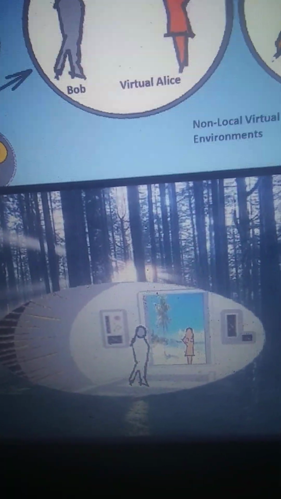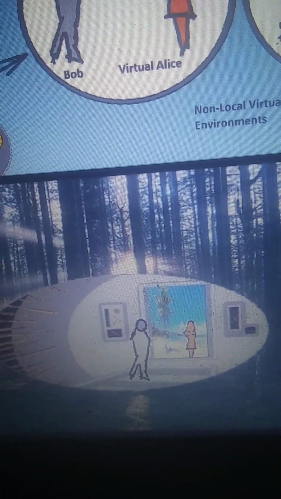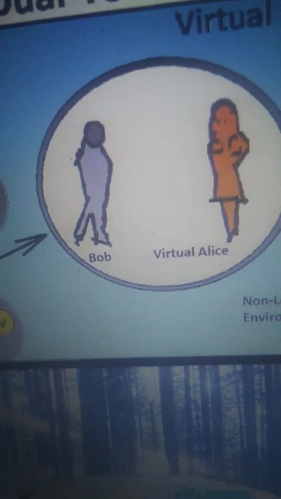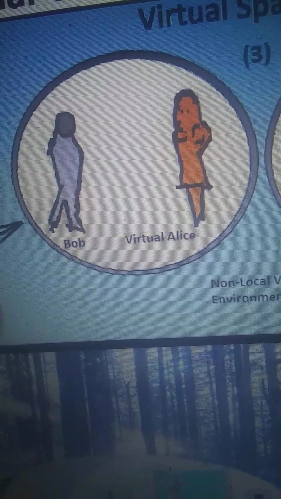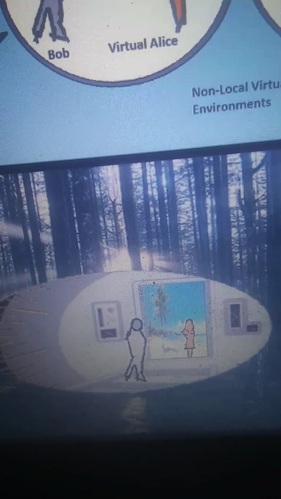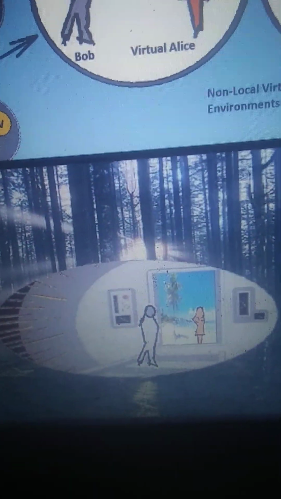She's inside her portal at the beach somewhere, and he's walking into his holodeck chamber in his portal in the forest. But this is showing from his real side, Bob's real side, meeting virtual Alice. But she's seeing a virtual him, and she's the one that's real in her portal. And she's being greeted by a virtual Bob in her portal at the beach.